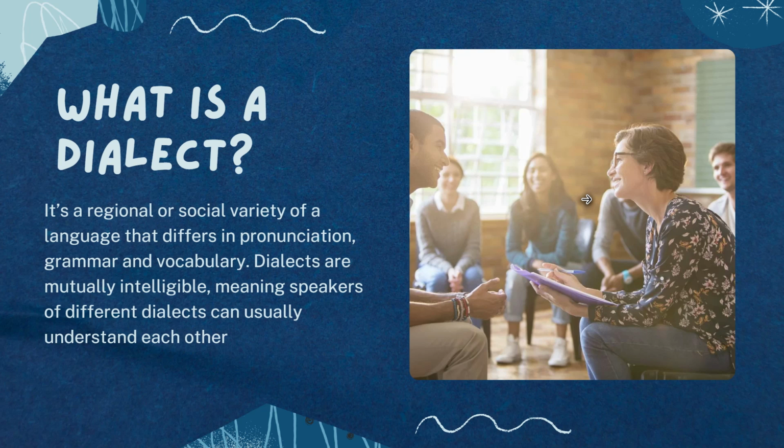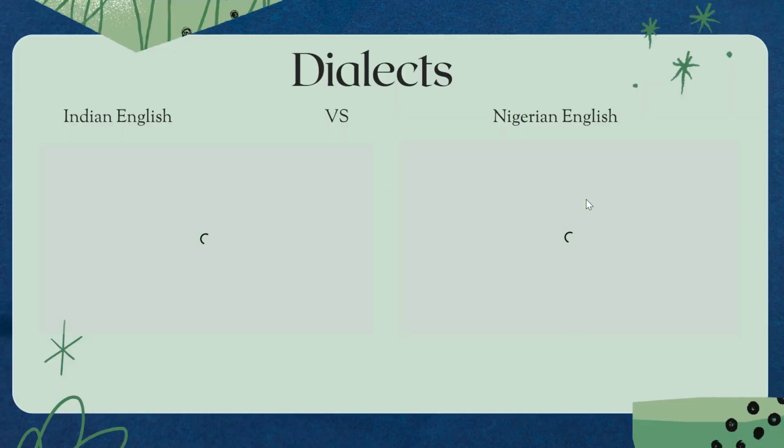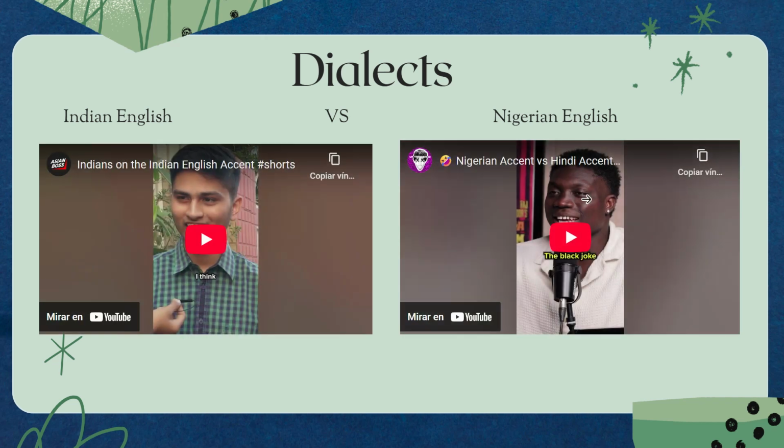What is a dialect? Dialect is a regional or social variety of a language that differs in pronunciation, grammar, and vocabulary. So dialects are mutually intelligible, meaning speakers of different dialects can use and understand each other. So let's see a video where we can see some examples of dialects. First, we have here the Indian English and the Nigerian English.